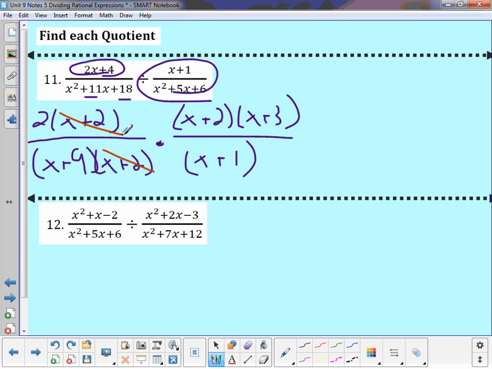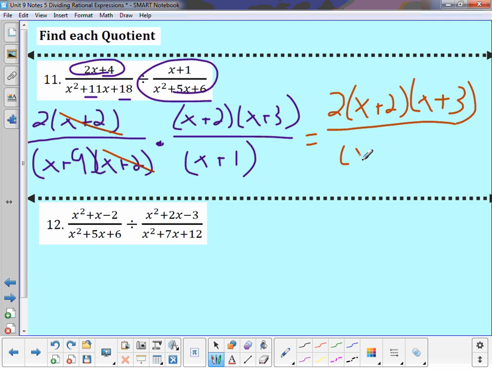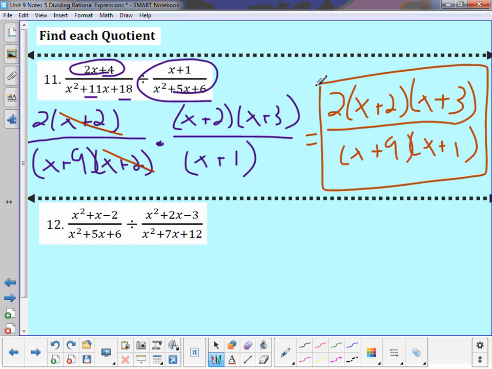So we can cancel this out. Okay, and so then we're left with 2 times x plus 2 times x plus 3 on top. And then on the bottom, we're left with x plus 9 times x plus 1. And none of those factors can be canceled out. So this right here is your final answer. Again, I'm not going to require you guys to multiply those out right now.